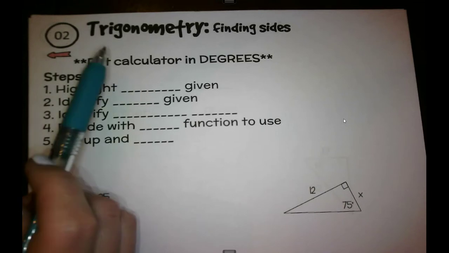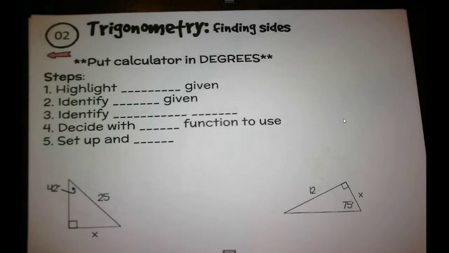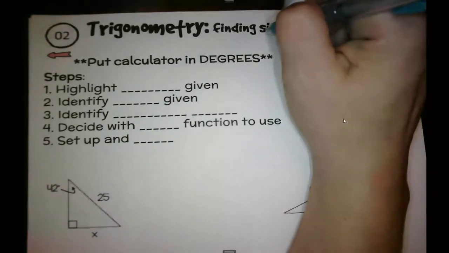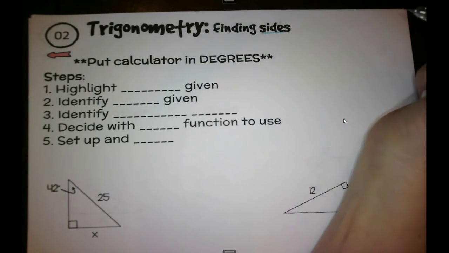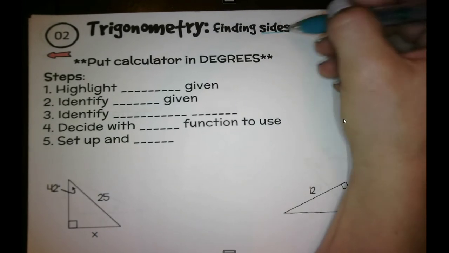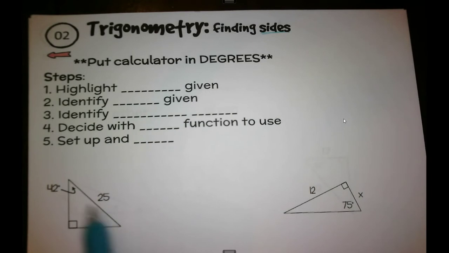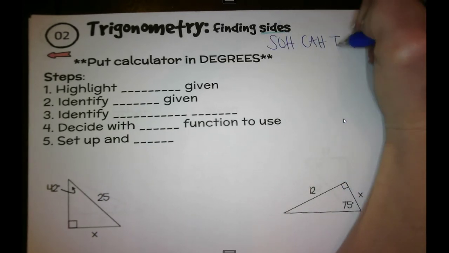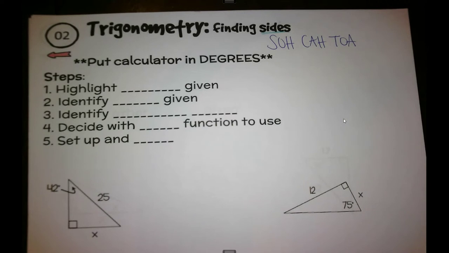We can use our trigonometry functions to find missing sides of the triangle. So note, we are finding sides here. On a later date we're going to find angles, but right now we're finding the sides. We're talking about the outside of the triangle. I'm going to go ahead and write my TOA at the top so I remember my trig functions.